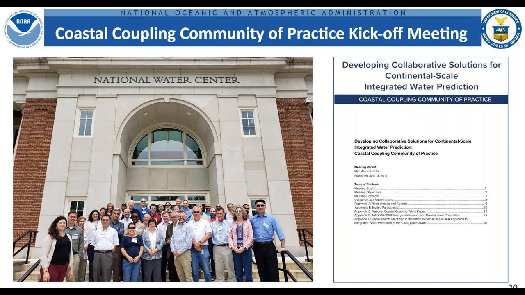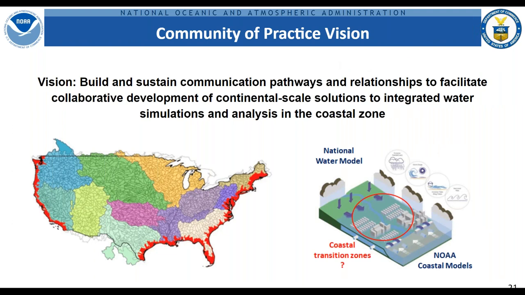We have started up here in the Office of Water Prediction communities of practice around the National Water Model. The first one that we have is a coastal coupling community of practice. We had our initial kickoff meeting right before the Summer Institute last year. And why I bring this up is that the Summer Institute is critical in helping us build this community of practice. We have had about 150 students come through the community, and they are forming this community that we hope to engage in the development of the next generation of the National Water Model.